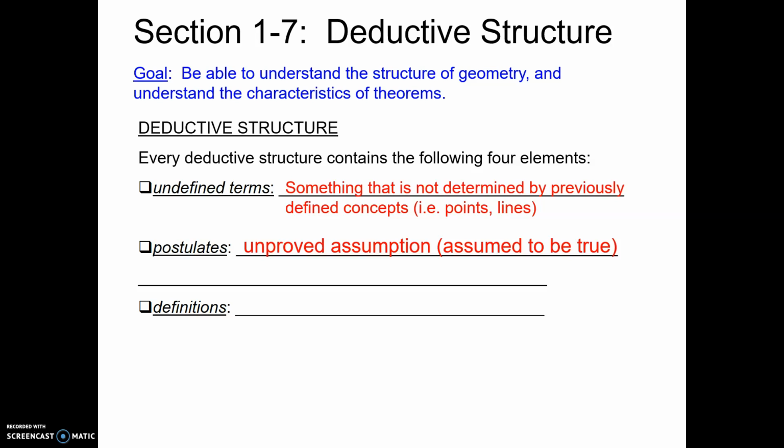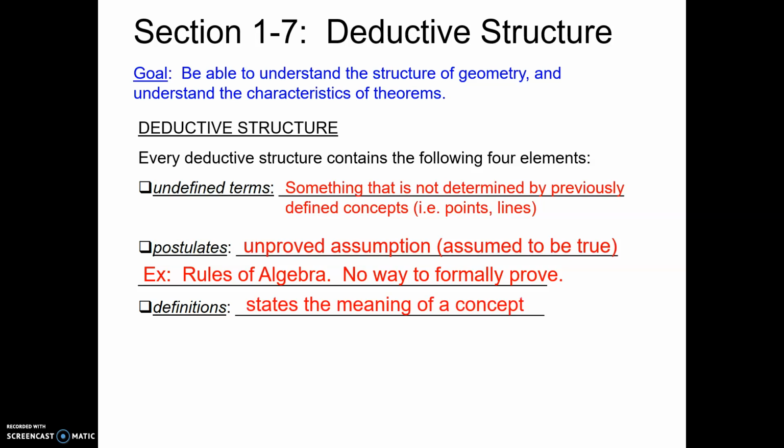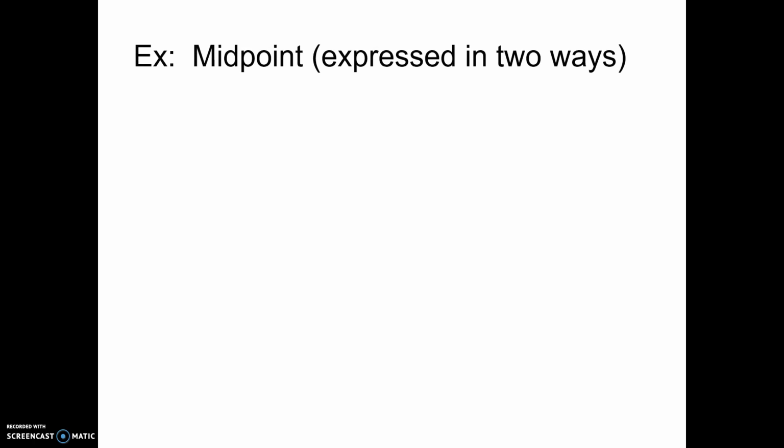Postulates are unproven assumptions, but they are assumed to be true. Geometry is built on tons and tons of postulates. A few undefined terms and a lot of postulates. The rules of algebra, there's no way to formally prove some of those. Definitions are the meaning of a concept, and these are going to be very important and mostly if-then statements. And they are biconditional. They can also be written in conditional form. Those are our if-then statements.